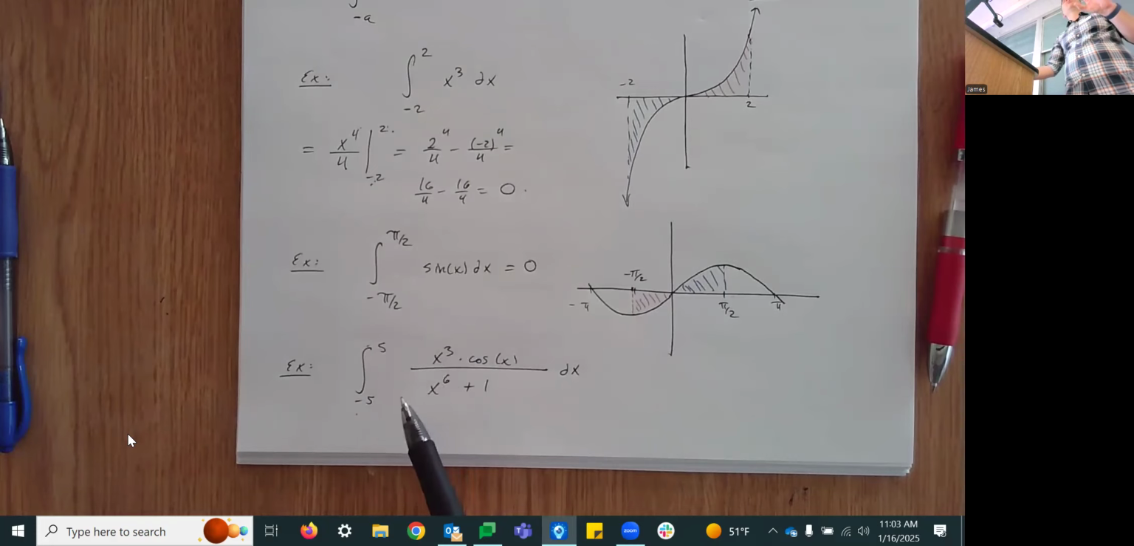But typically you have to give some justification, meaning you have to not just say the function's odd, you have to show the function's odd. How do you show a function's odd?